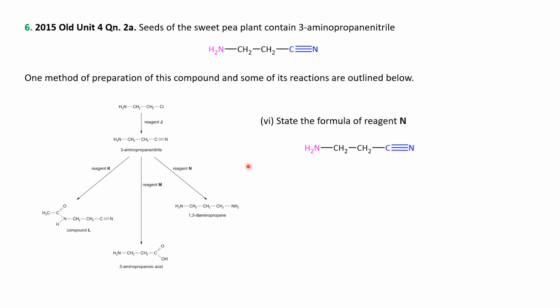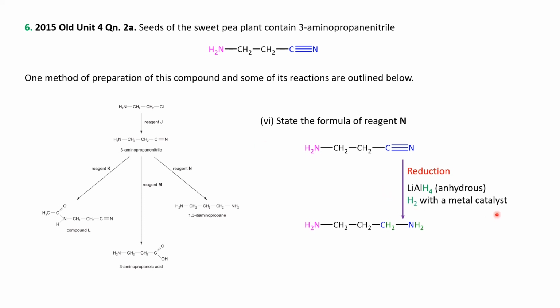And finally, as you might guess, we'll talk about what N is. So with N, again, we leave the amine alone, but we're reacting the nitrile. We are, of course, reducing or hydrogenating the nitrile to get to the amine. And so this can be done with lithium aluminium hydride, anhydrous, or of course hydrogen with a metal catalyst.